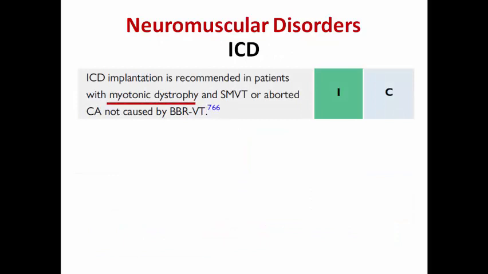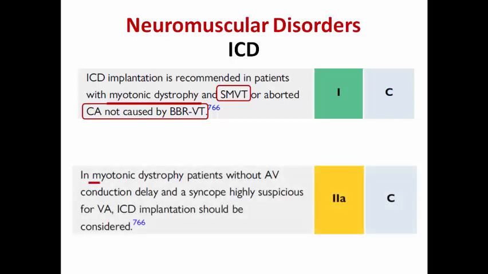Of course, ICD implantation is recommended if the patient has sustained monomorphic VT or aborted cardiac arrest not caused by bundle branch reentrant VT, unless they would have catheter ablation. And in patients without AV conduction delay but with syncope highly suspicious for ventricular arrhythmias, ICD is still indicated as a class 2A.